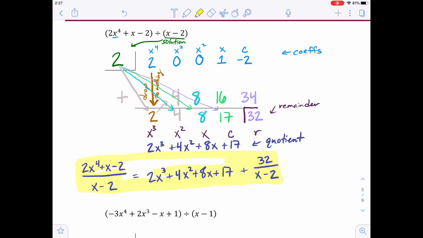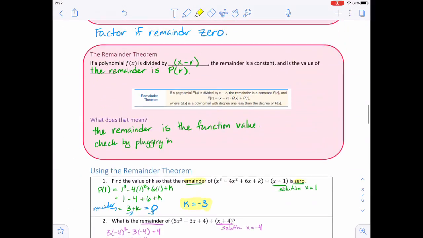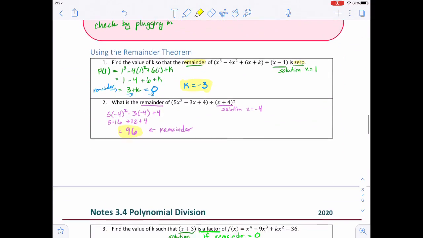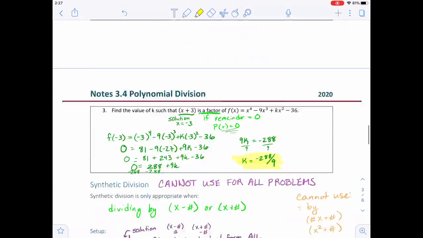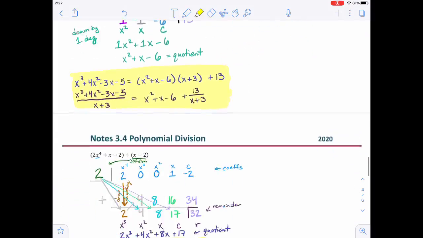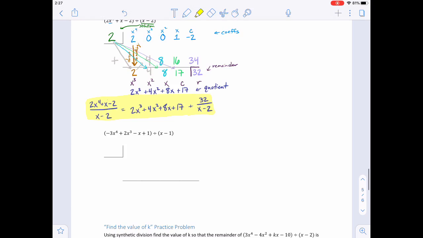The other thing I like about synthetic division is it takes up a lot less space, right? Our polynomial division took up quite a bit of space. It's a lot of keeping track of stuff. A little bit less when we do this. So if I can do this, I tend to do synthetic division.